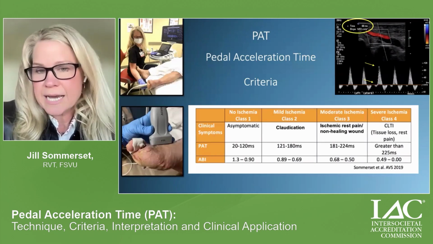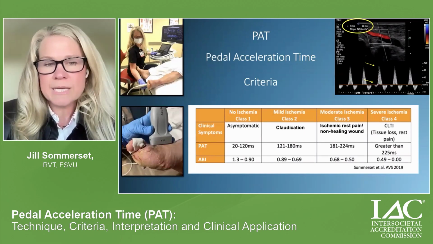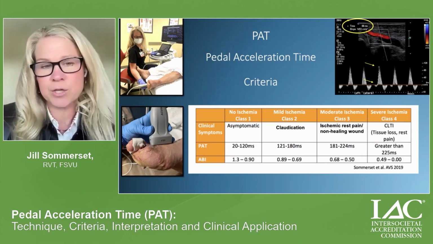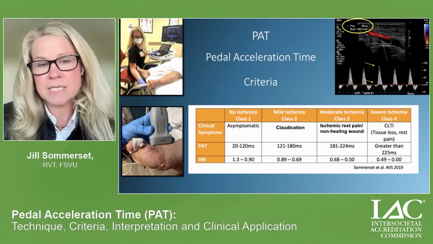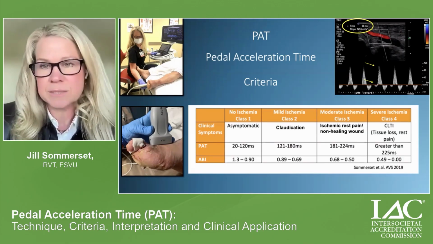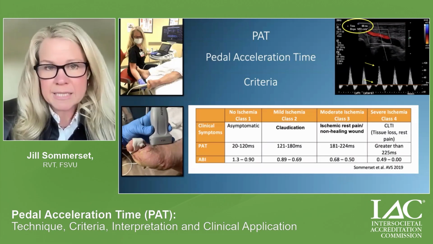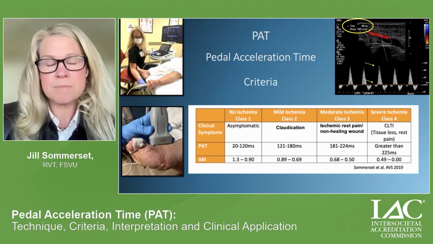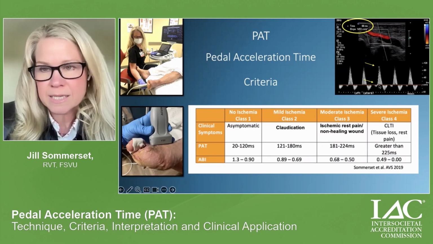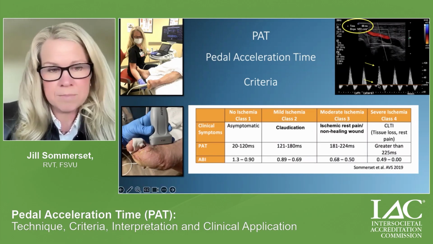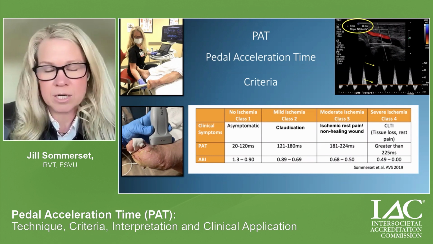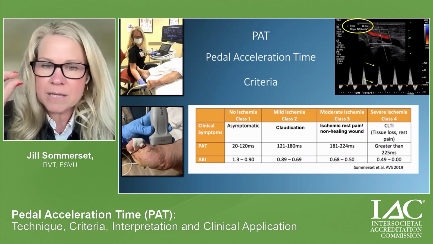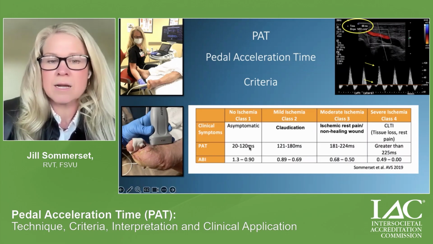So this is the 2019 criteria where we looked at 499 limbs, and these were all non-diabetic, non-renal failure patients. And we compared PAT to reliable ABIs and clinical symptoms. So PAT, or pedal acceleration time, is a measurement in time. We measure this in milliseconds from the onset of the systolic waveform. This is the arterial waveform in the pedal arch. We measure from the onset to the peak, and we take that time in milliseconds and apply it to our published criteria.